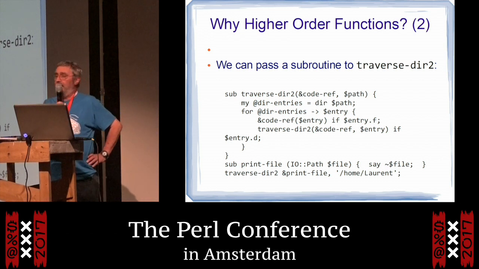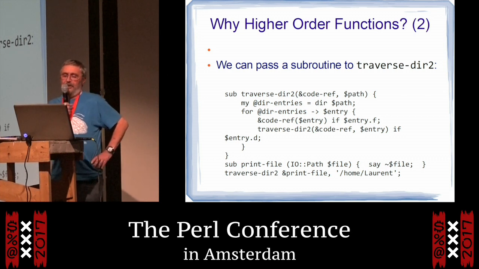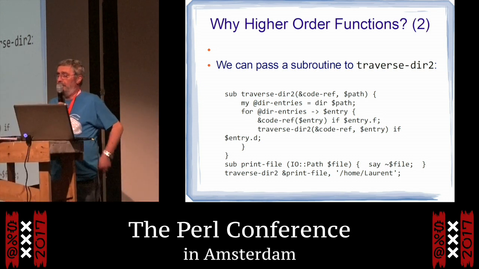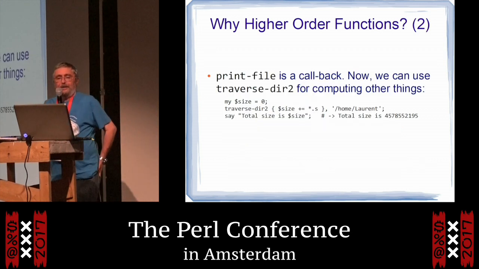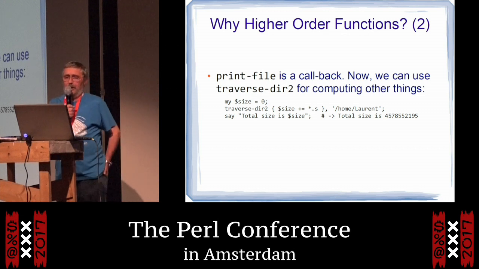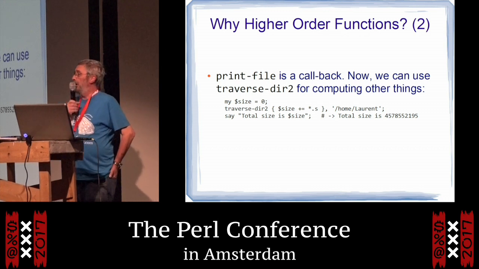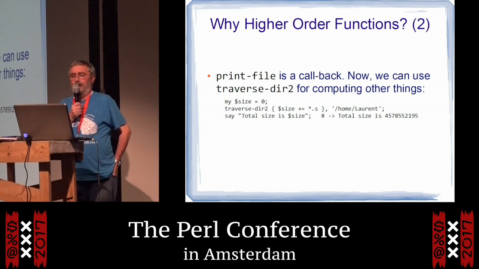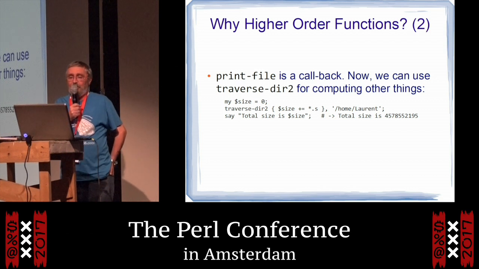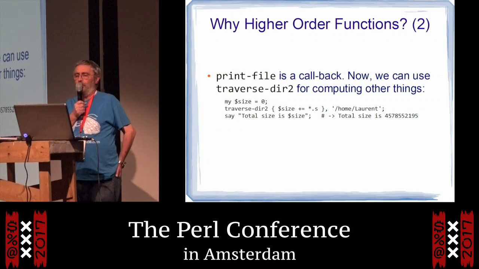And so now I no longer have to change traverse dir if I want to do something else with it, because I can pass as a first argument to traverse dir a function, like print file in that case. Or in that other case, I am passing a code block, which is just computing the total size of the files. So print file, or whatever I'm passing as an argument, is usually called a callback.